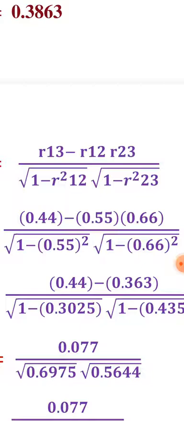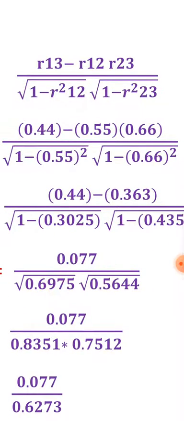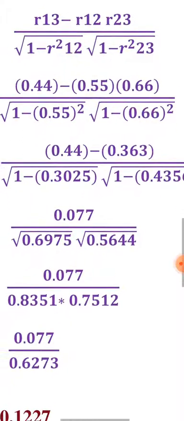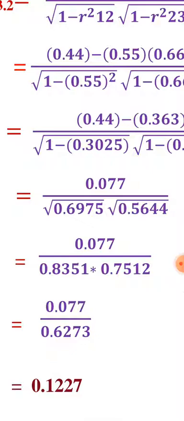The values are 0.44 minus 0.55 into 0.66, divided by, in the first root 1 minus 0.55 square, in the other root 1 minus 0.66 square. Next step, the multiplication and square. The multiplication of 0.55 and 0.66 will be 0.363. The square of 0.55 will be 0.3025. The square of 0.66 will be 0.4356.